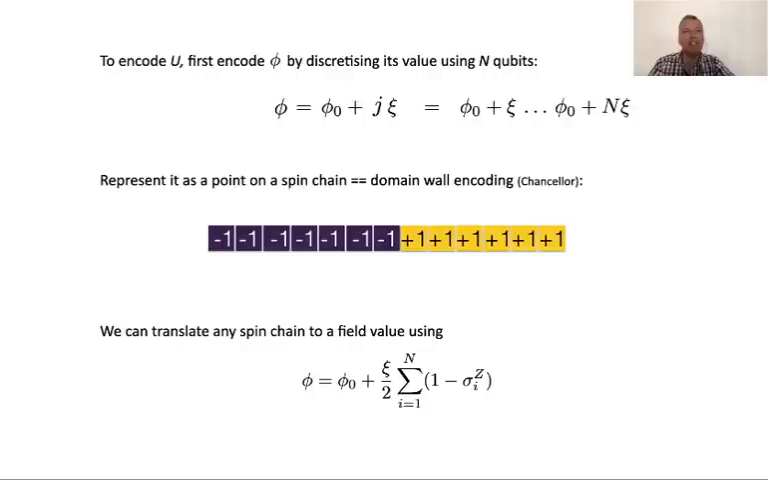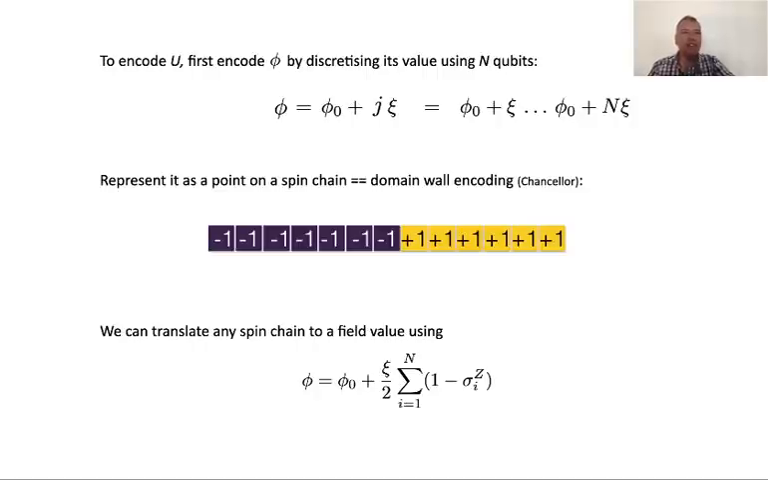The first thing we need to do is encode phi itself, and in order to do it, we are going to have to discretize its value, obviously, on the annealer, and we're going to use N qubits. So obviously you need N to be as large as possible, and then your continuous phi is described in a discrete way as phi 0 plus an integer times xi. So xi is a small number. Phi 0 is a fiducial starting coordinate, some value like -3 or something. So it goes from phi 0 to phi 0 plus N xi. That's the domain that you're going to be looking at.